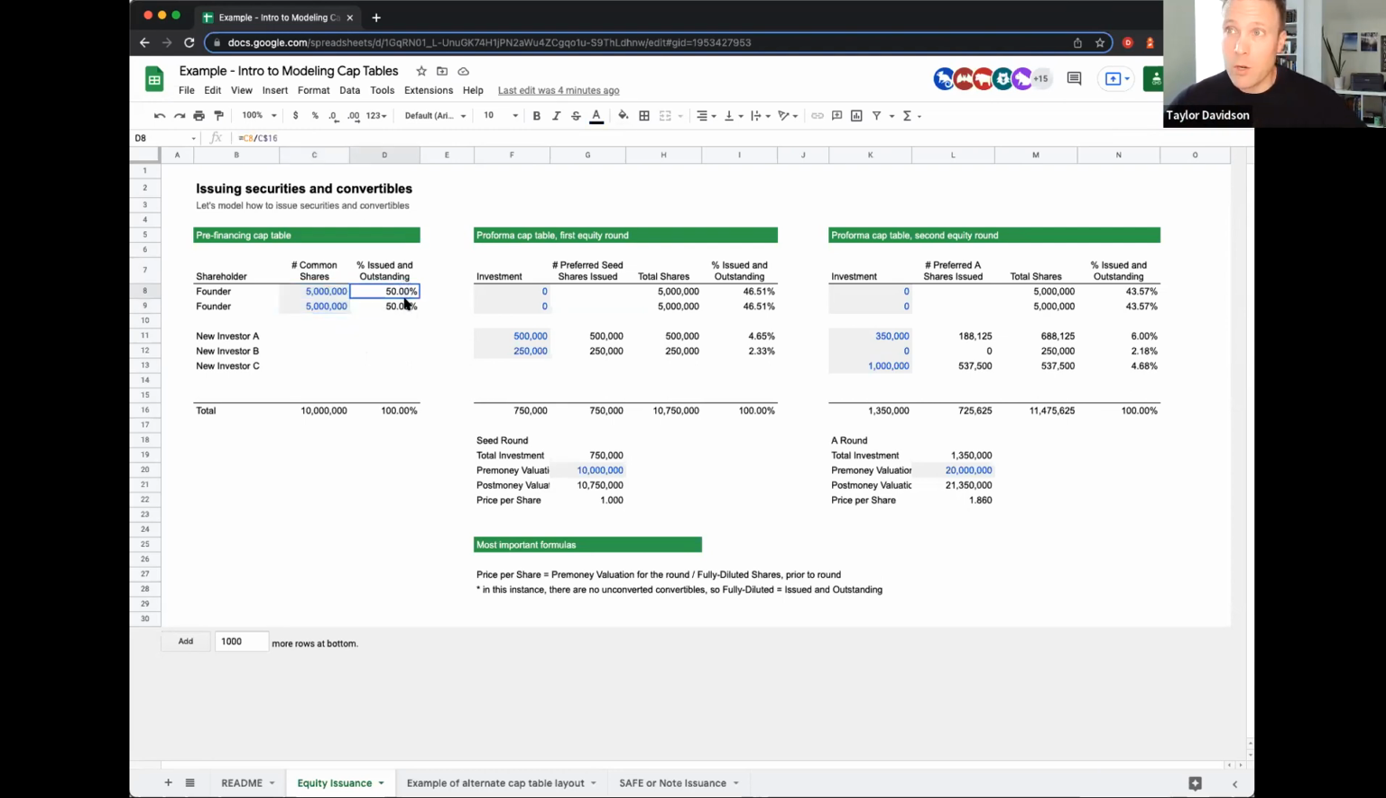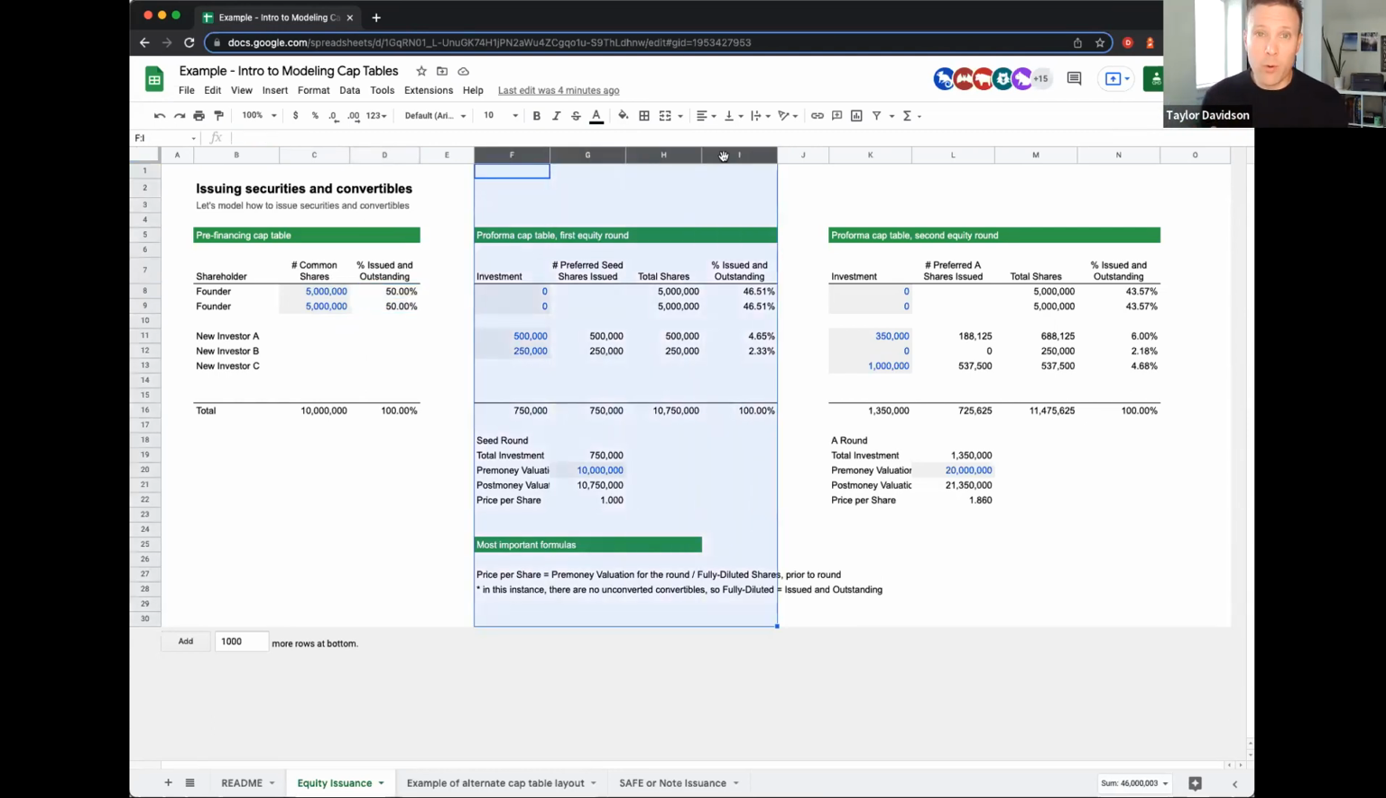So each founder owns 50% of the company total. And so then in the next set of columns, coming across, what I'm creating is a pro forma cap table for the first equity round. In this case, I have two investors coming in, and I'm assuming they're buying preferred seed shares. It isn't mathematically, it is for the purpose of the cap table. It doesn't really matter whether they're buying common or preferred. The math is the same, but let's just imagine that we're purchasing preferred shares.